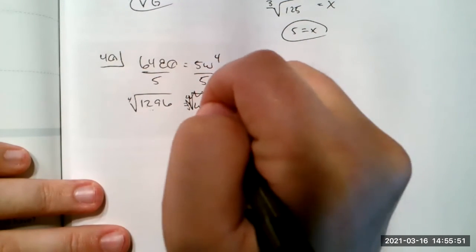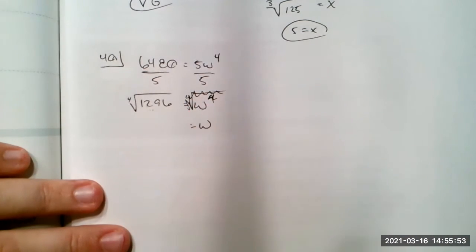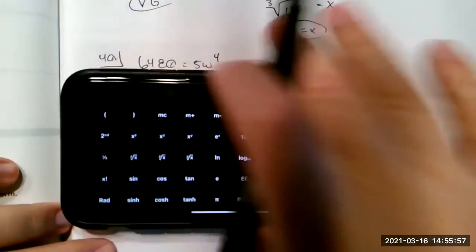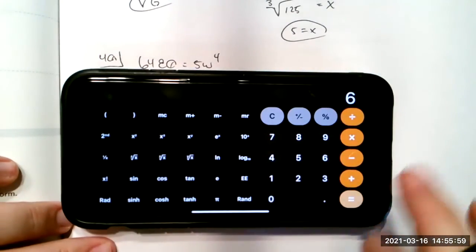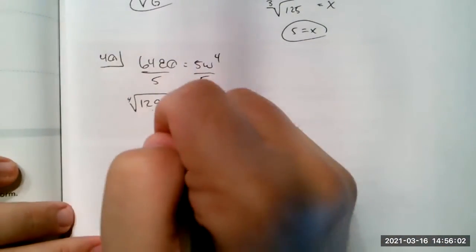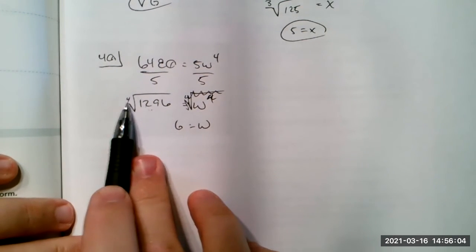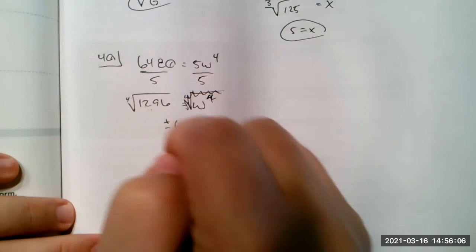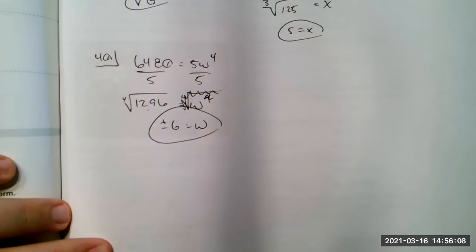The 4th root and the 4 undo each other. I'm left with just W. And then the 4th root of 1296 is 6. Remember, this is the 4th root, so that's an even power, so I want both the positive and negative versions of that.